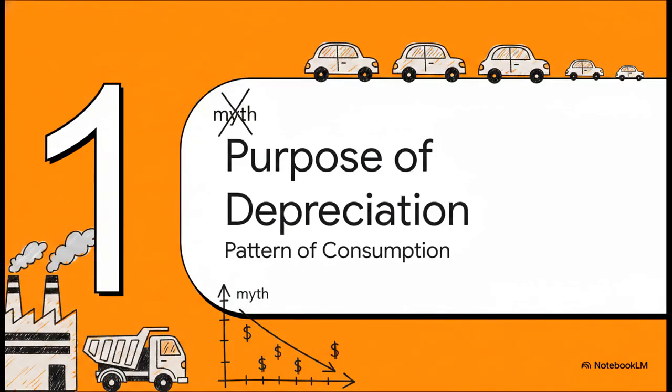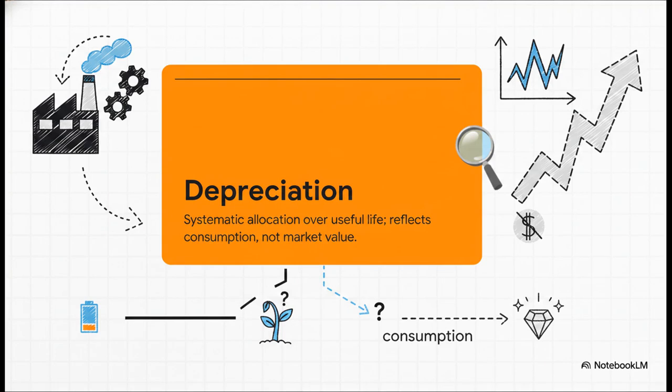Section 1. Purpose of depreciation, reflecting the pattern of consumption. Okay, let's kick things off by busting a huge myth about the business's usual side of accounting. Depreciation is the systematic allocation of an asset's depreciable amount over its useful life. Notice that crucial part at the end. It reflects consumption, not market value.